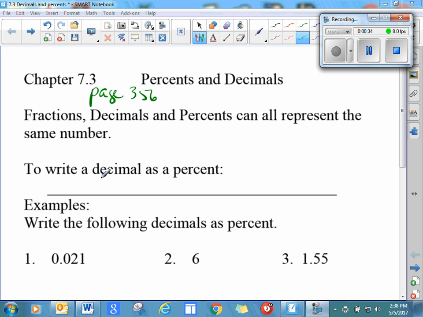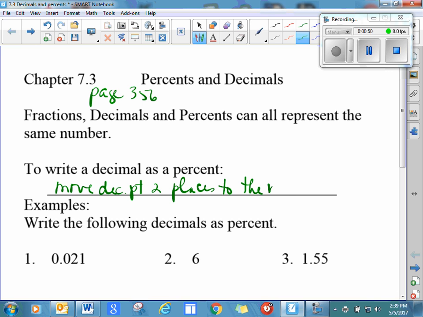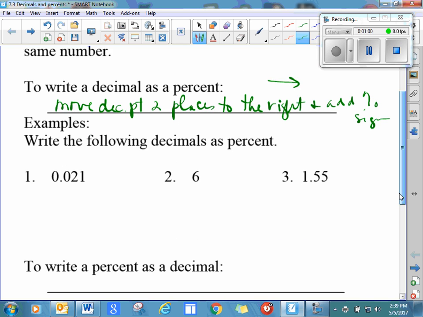So if we have a decimal and we want to turn it into a percent, you can see this in the green box on page 356. You move the decimal point 2 places to the right, which is this way, and add the percent sign. It's that easy. So let's do a couple.